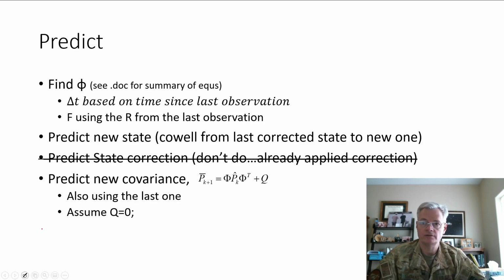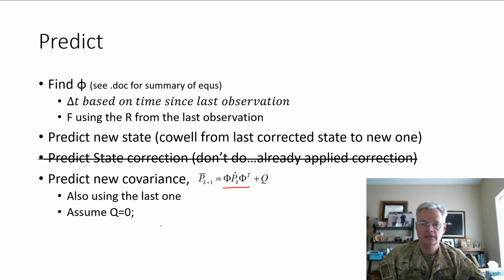Now, in the general sense of the Kalman filter procedure, we would now predict the state correction. But you don't need to do that because you made it at the last observation, so there's no state correction left. It's 0. So 0 times all these matrices is just 0. You can do it if you want, but you don't actually need to predict the new state correction. You do need to predict the new covariance. So you are using this equation here, state transition matrix and the last covariance matrix.